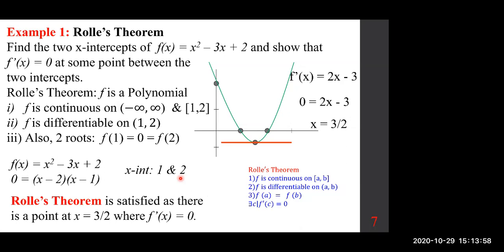So a quick recap. All you have to do is look at the function. It's a polynomial function, so it's continuous and differentiable everywhere, including 1 and 2. Why 1 and 2? Because the intercepts happen to be at 1 and 2. So the first one works, the second one works, and because there are two intercepts, the third one works. Then you find f prime, you set it equal to 0, and this number must be between 1 and 2, and you can see that.